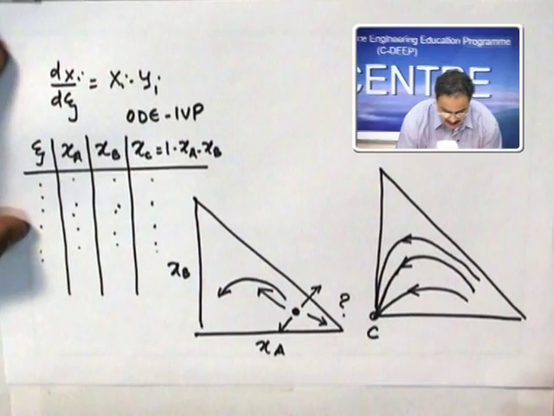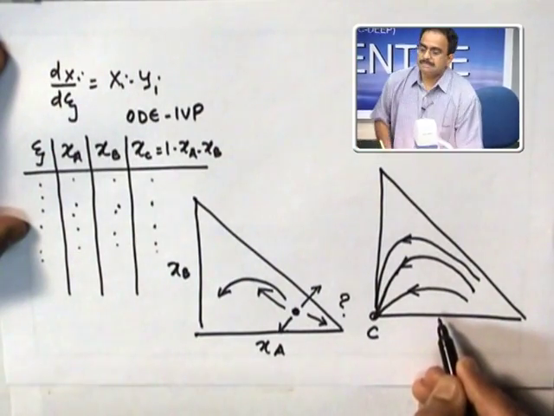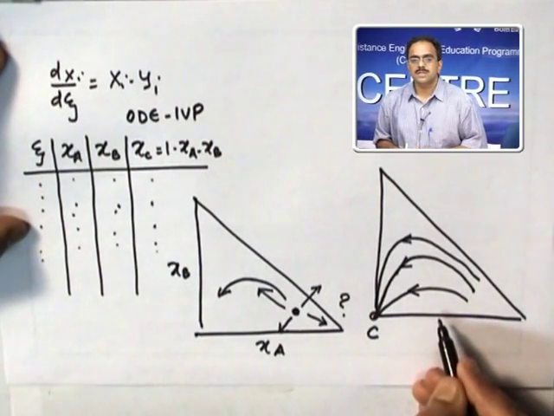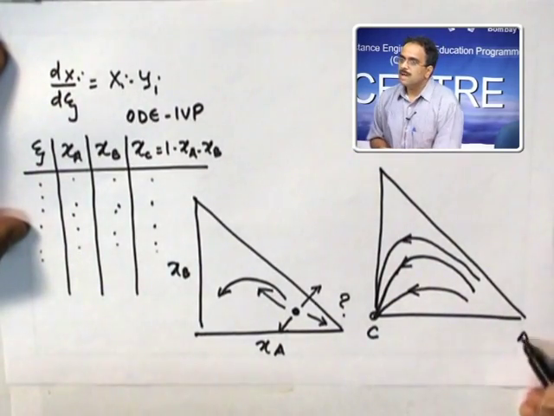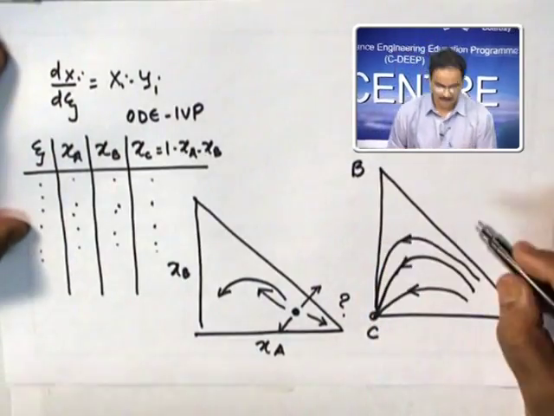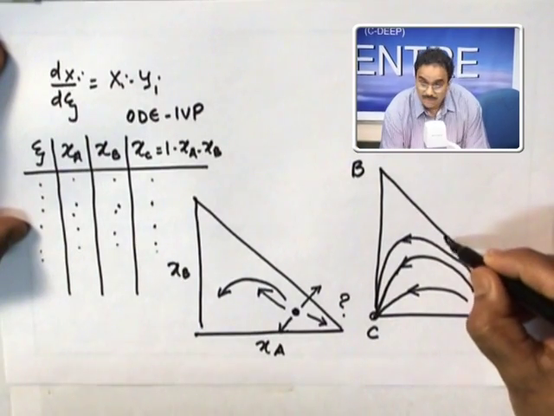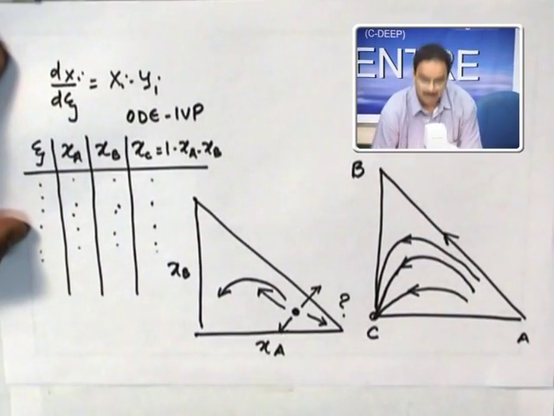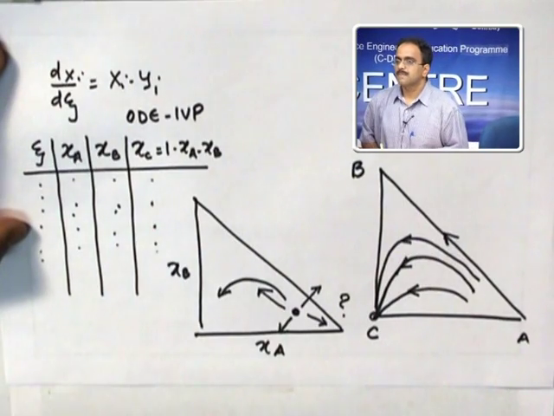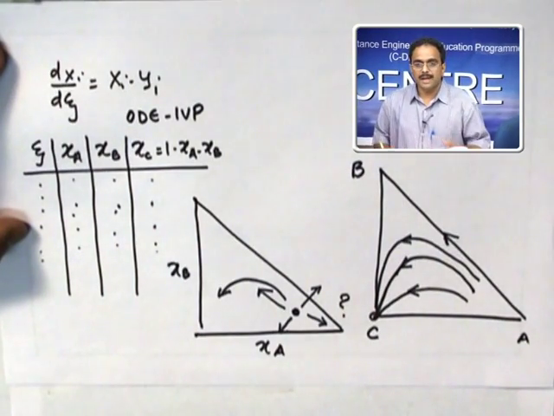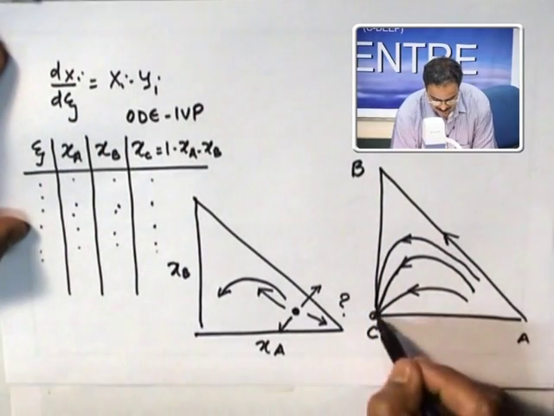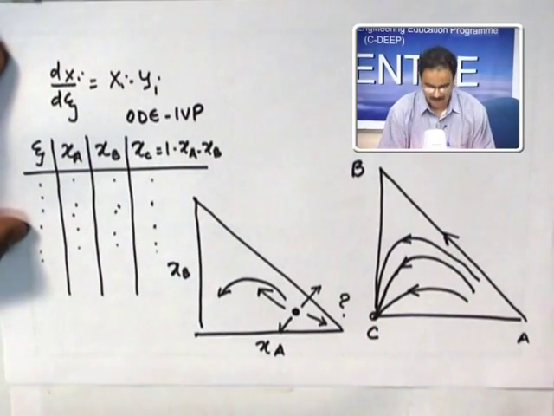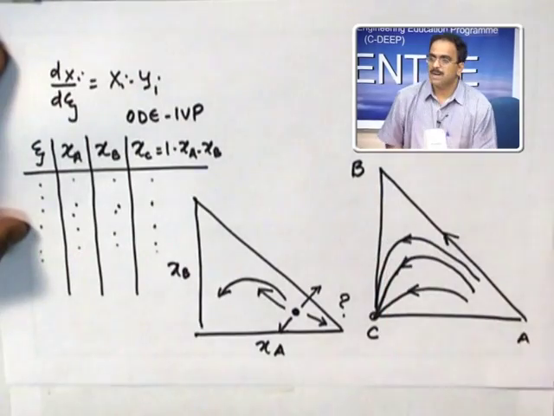Suppose I am on this binary edge. Forget the presence of component C. I start with A and B. I know A is more volatile. What will happen? I'll go in which direction? Because A is more volatile. This is A, this is B, and this is C. A is more volatile, so I'll move in this direction on the binary edge.